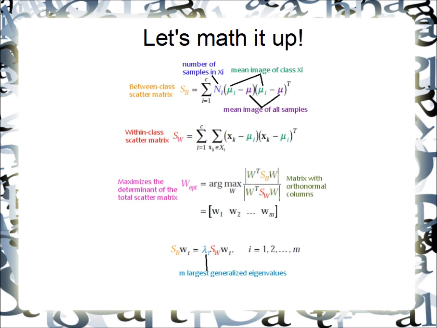So here's the math behind it. We have two scatter matrices this time, a between-class scatter matrix and a within-class scatter matrix. When we maximize the determinant of the total scatter matrix, our goal is to increase the distance between classes and decrease the distance within classes.